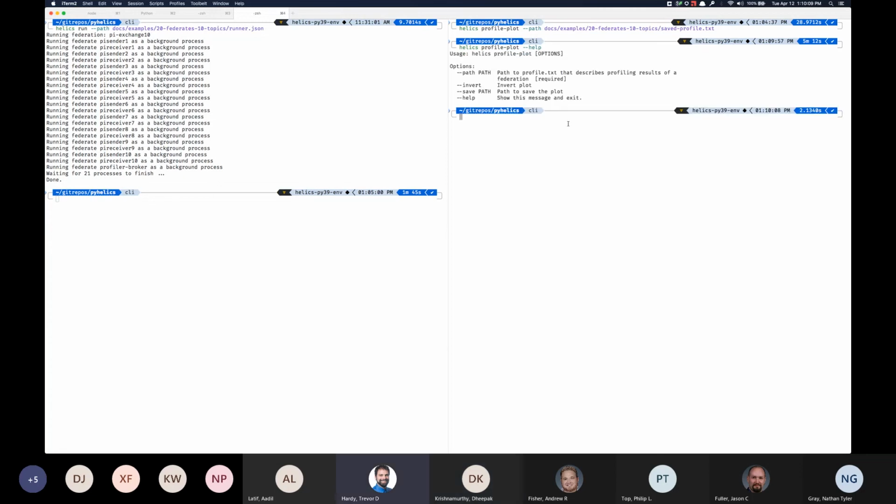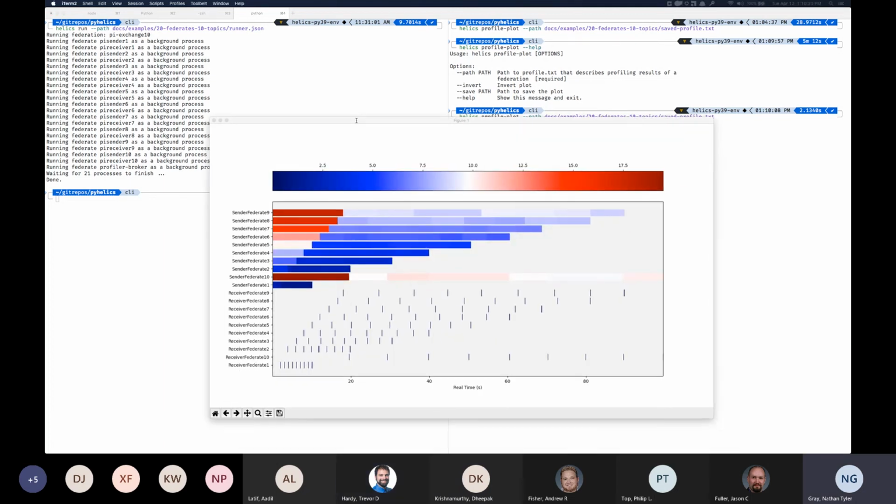Nathan, this is Trevor. Would that be like just showing the dependencies between the federates in terms of timing? Or is it different than that? I'm kind of imagining just showing every federate when it's acting at each time step.